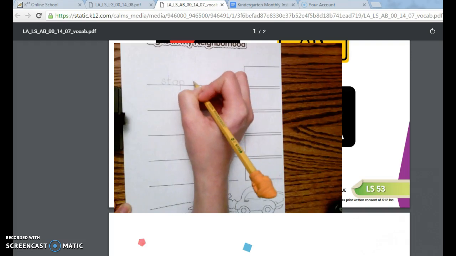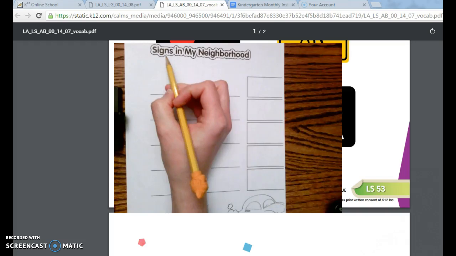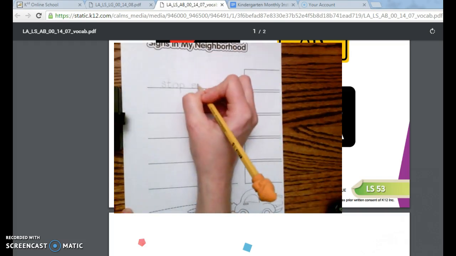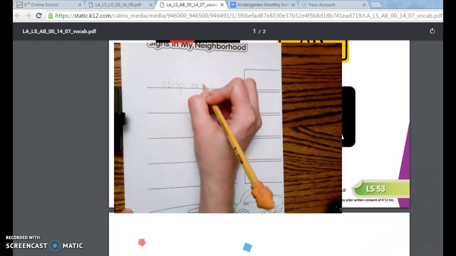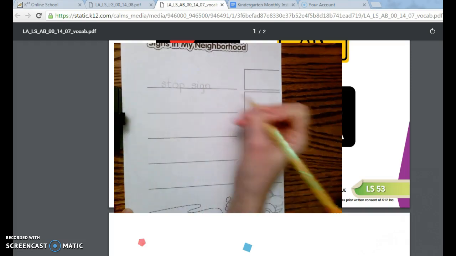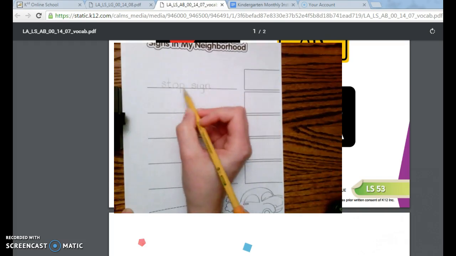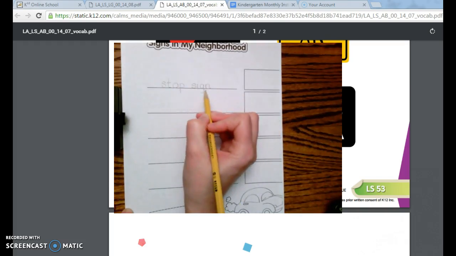So I am going to write sign here, and I have sign right here at the top of my paper. So I'm going to look up there to see the correct way to spell sign. So here I have written the word in my best handwriting, stop sign.